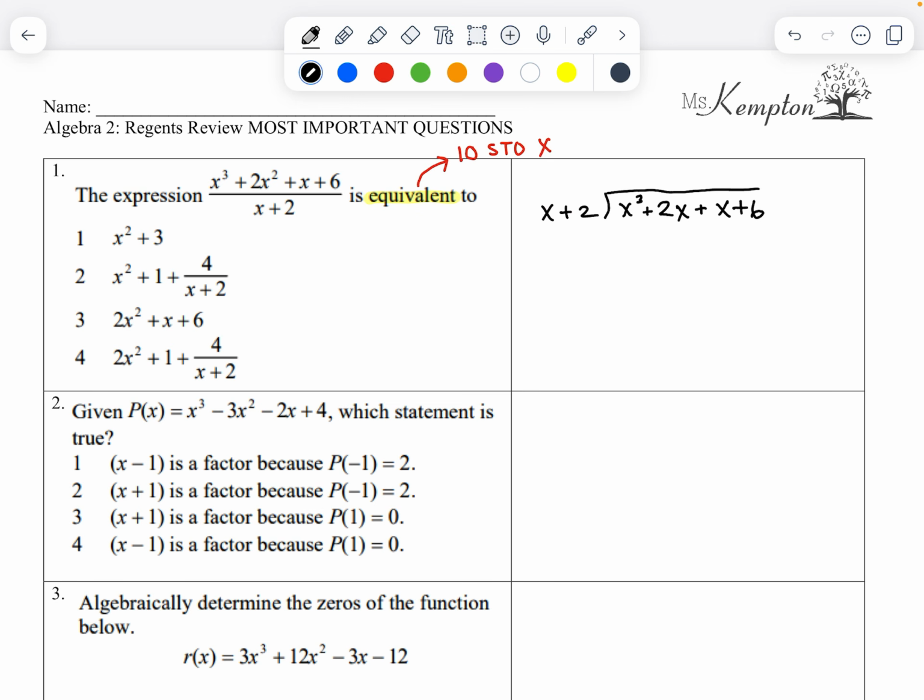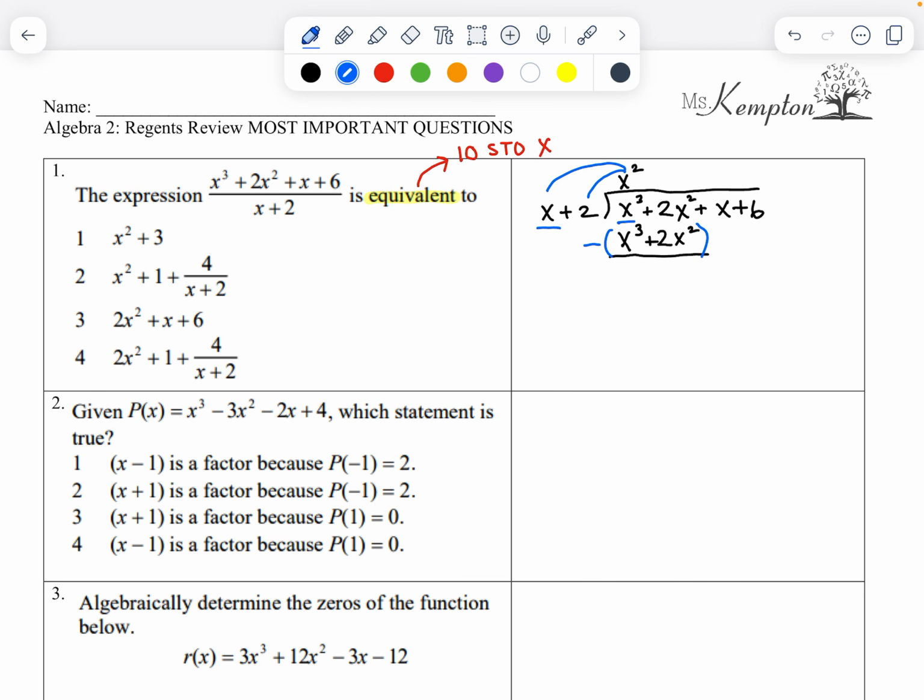Our goal is to figure out what times x gives us x to the third. So we are missing x squared. You should always get the same exact thing as what's underneath and all the way to the left. Once you do that, you also multiply by whatever that second term is. So x squared times 2, and you put it right next to that x to the third. Okay, once you do that, it's time to subtract.